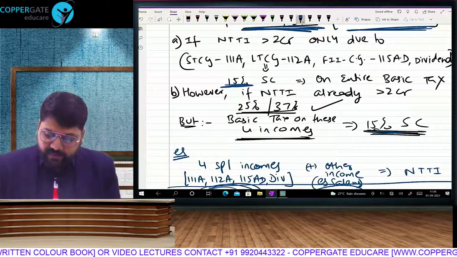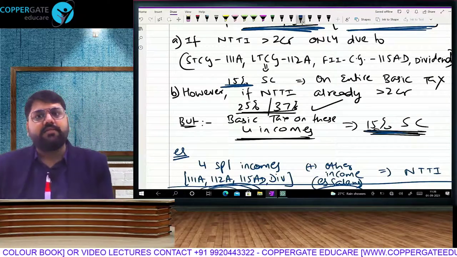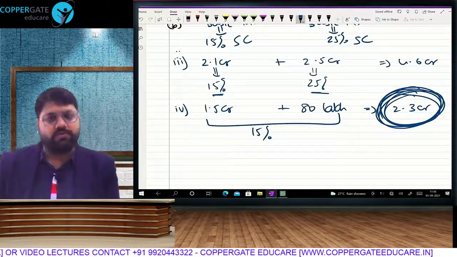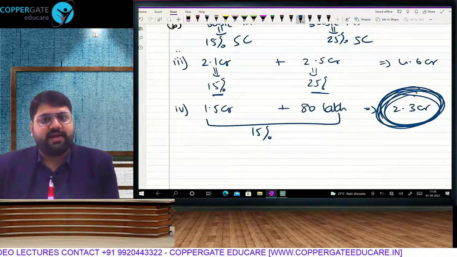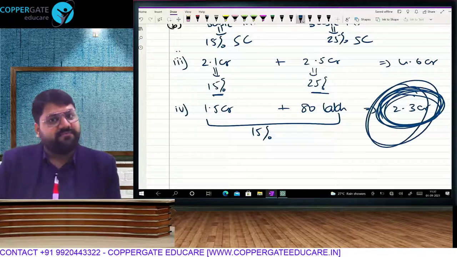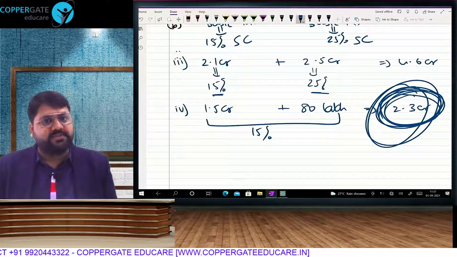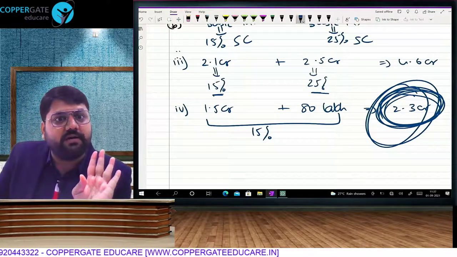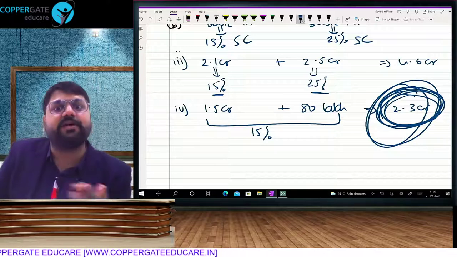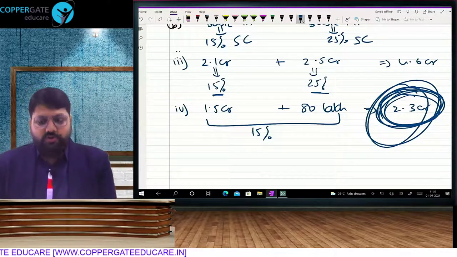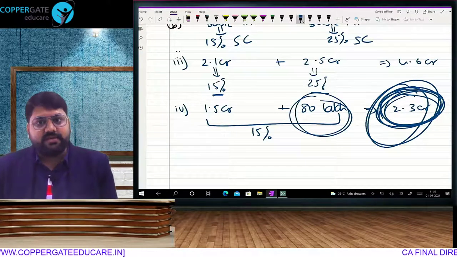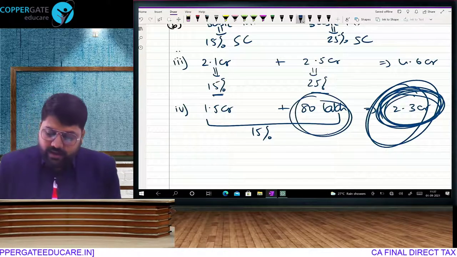15%, 15%. I never said there is going to be 10%. 10% will come if this amount was between 50 lakh and 1 crore. Once the total is crossing 2 crore rupees, 15 is definitely going to come. The discussion is whether 25, 37 will come or won't come. So please do not make the mistake of applying 10% here. Is that clear? Chalo. Any other doubt or difficulty?